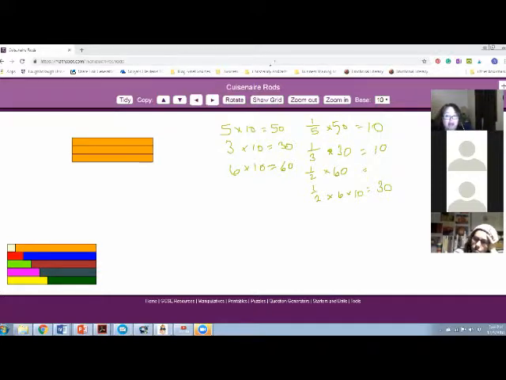And then you can go from here to what is half of... it's not in the book. But if we've got half of 60, well, now we can do half of 600, half of 6,000, half of 60,000, half of 6 million, because the principle is still the same.